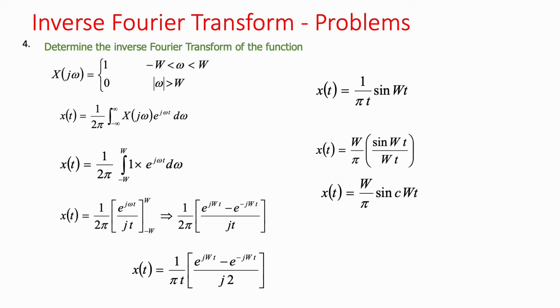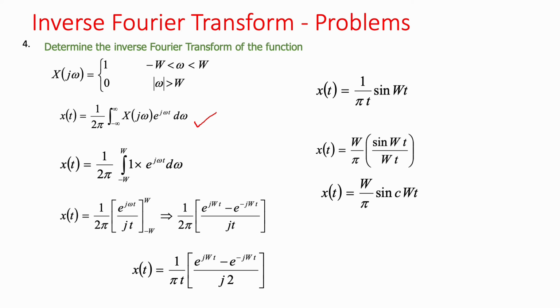Now we can see the problems under the inverse Fourier transform. Determine the inverse Fourier transform of the function X of j omega that is given. The limit of omega is minus omega to plus omega. All of you know the inverse Fourier transform formula: x of t equal to 1 by 2 pi integral from minus infinity to plus infinity of x of j omega e power j omega t d omega.